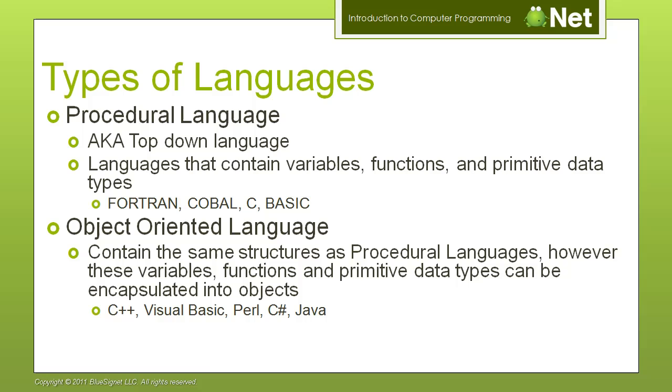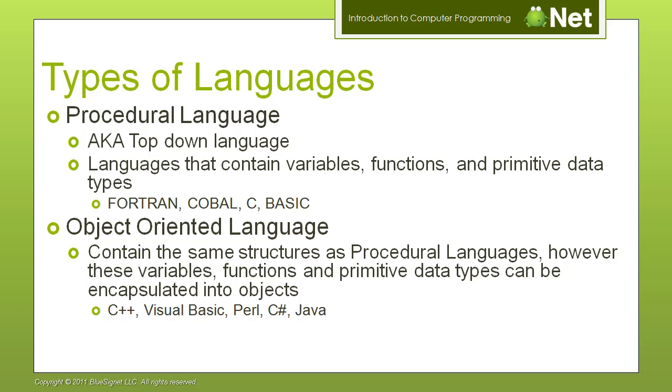So these procedural languages, some examples of that, we have Fortran, COBOL, C, and BASIC. They pretty much are designed mostly of variables, functions, and primitive data types, which we haven't talked about. Primitive data types, it's a very simple concept. It's just like a letter or a number. Basically, that's anything that can be expressed as a number that can retain a value.